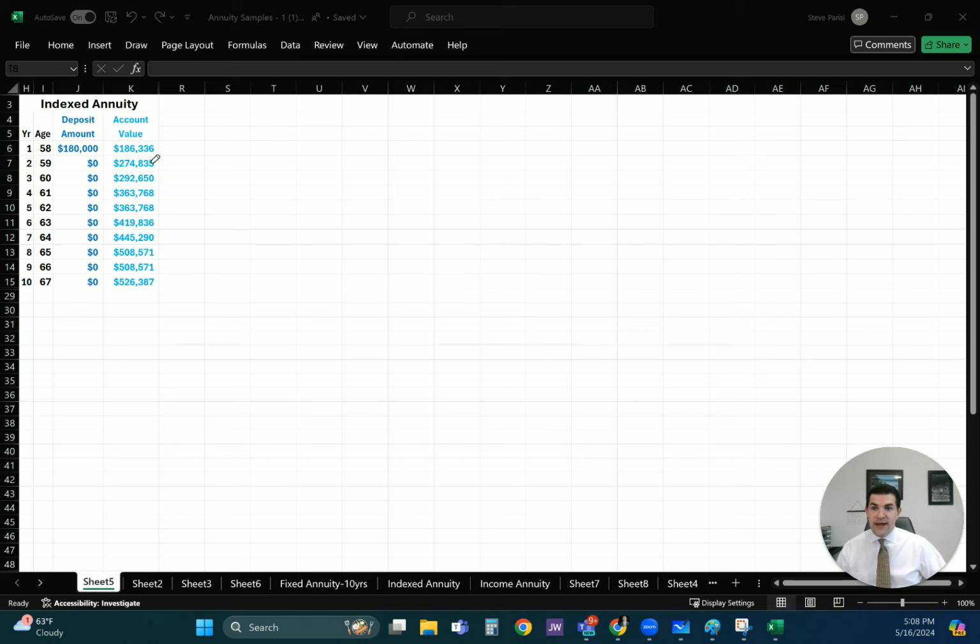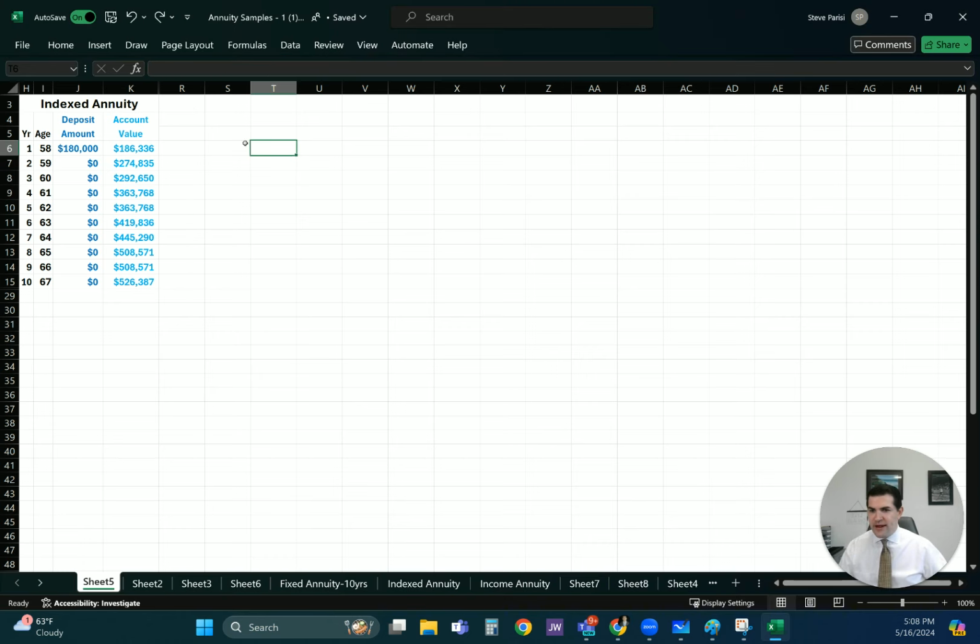But we see the account value. This is showing what the account would have grown to if he would have purchased this annuity with this company 10 years ago, and assuming the insurance company made no changes, which does happen, by the way. Anyway, that's the account value. In 10 years, it grows to $526,000.